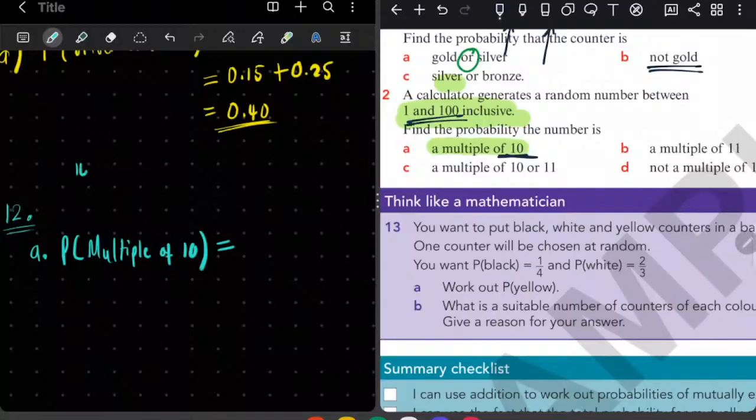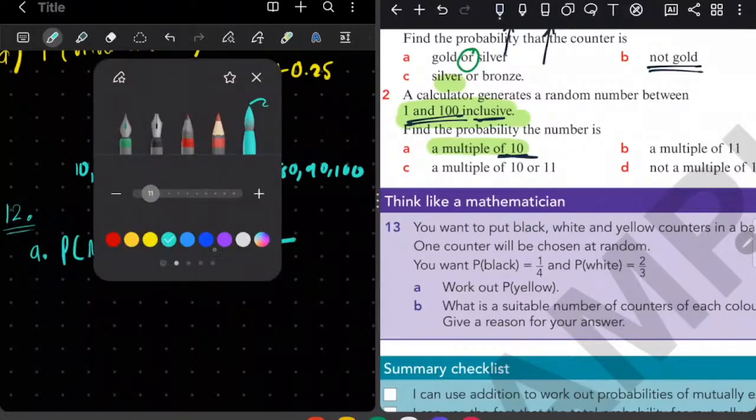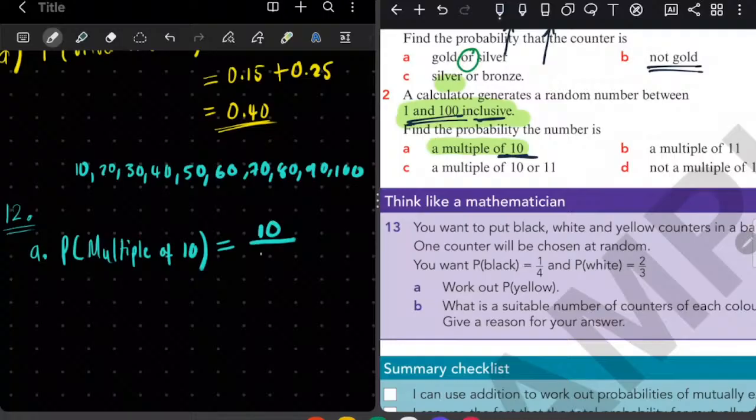We've got 10, 20, 30, 40, 50, 60, 70, 80, 90, 100, because they said inclusive, which means also including 100. So there are 10 of them. Divided by how many numbers do we have if we go from 1 to 100? 100 numbers. So it's 10 over 100. What is the probability of the multiple of 10 then? If you reduce it to its lowest terms, what's the answer now?